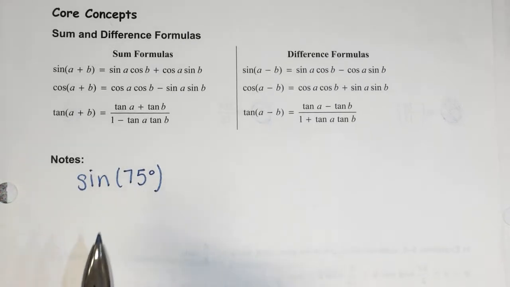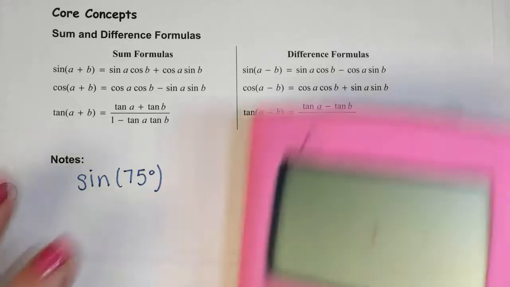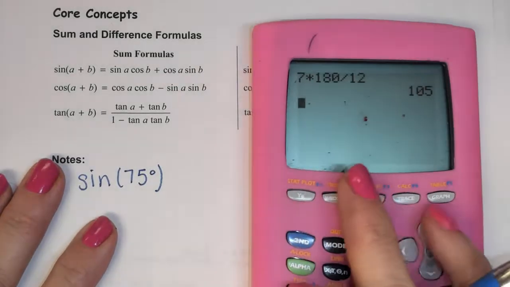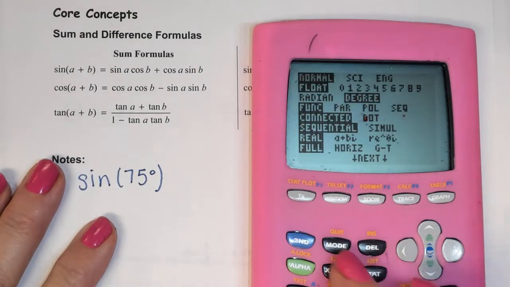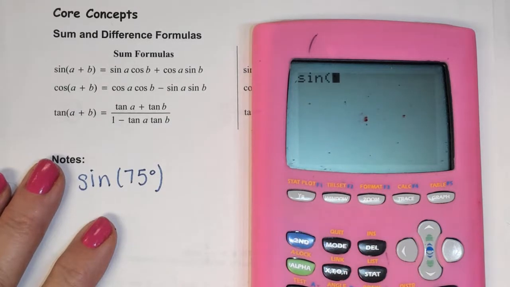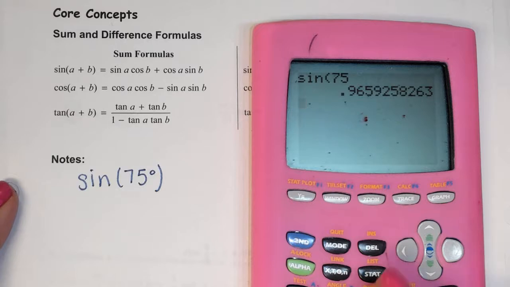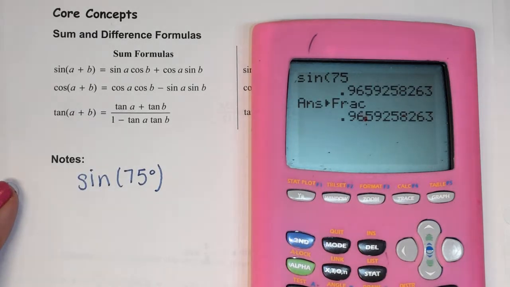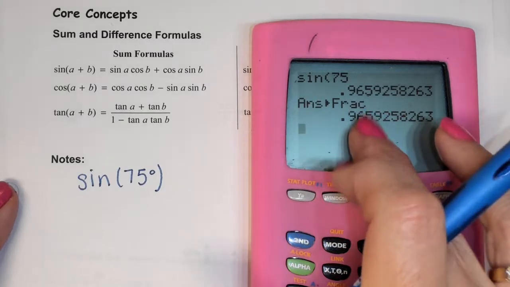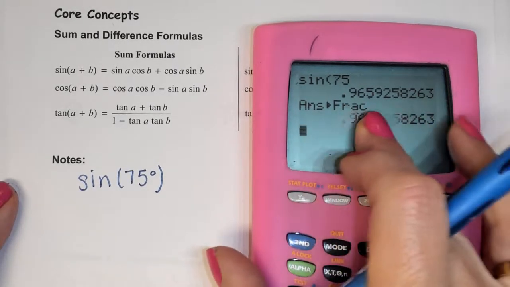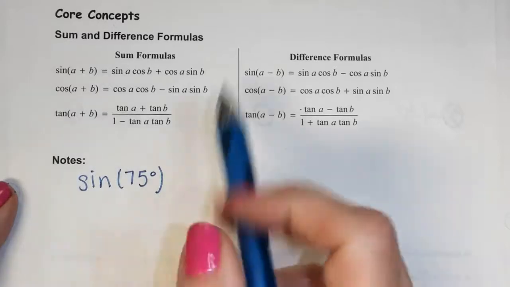If I type it into my calculator, if I go under degrees for my mode, and I type in sine of 75, that's not an exact answer. Even if I try to math frac it, it's not going to be able to do it. It's not an exact answer. So what we're going to do is we're going to use these formulas that we have.